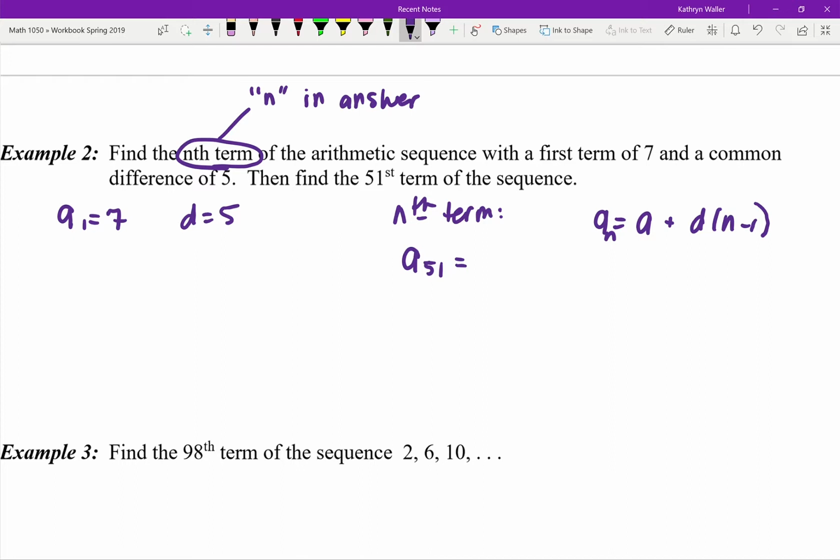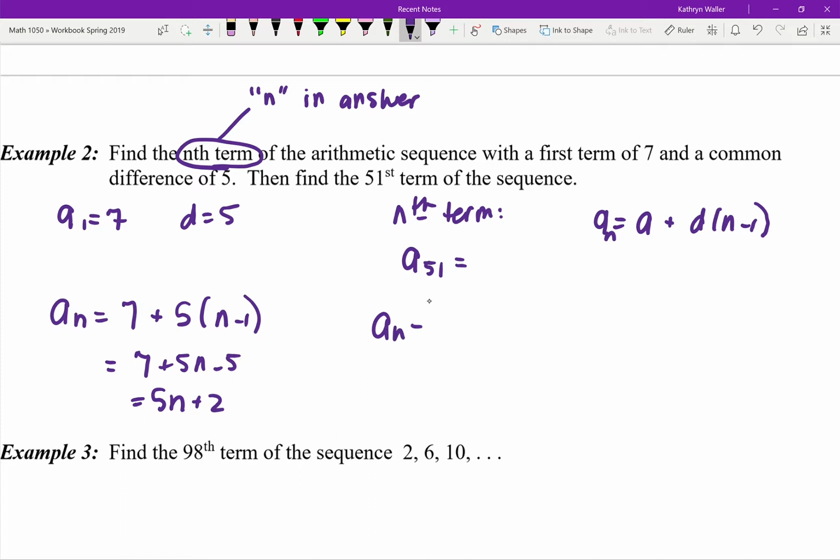Okay, so if they want the nth term, then I don't put anything in for n. I just leave it an n. So it's a sub n is the first term, which is a 7, plus the common difference, which is a 5, multiplied by n minus 1. The n is going to stay an n because they didn't say 10th or 12th or whatever. And yes, I should simplify that. So it's 7 plus 5n minus 5. So that gives me 5n plus 2. So my nth term is a sub n equals 5n plus 2.